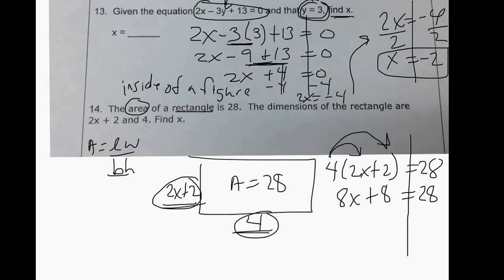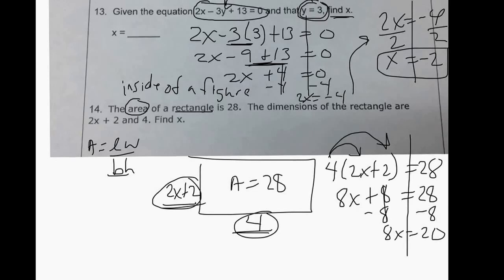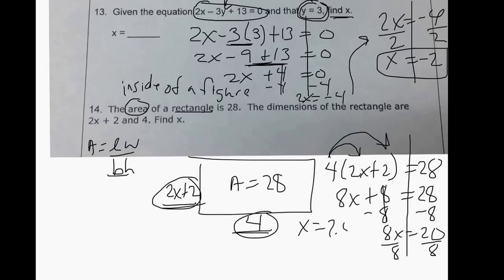I always move the number that does not have a letter, so that gets a minus 8 to both sides. Cancels out. 8x equals 28 minus 8, which is 20. Divide both sides by 8. X equals 20 divided by 8. That doesn't look like it goes easily in my head, so I'm going to type it in my calculator. That is 2.5. So x is 2.5 for this one.